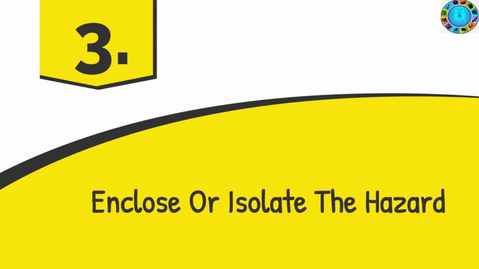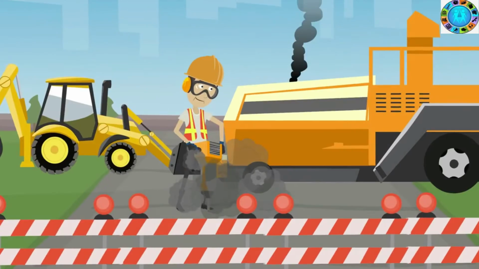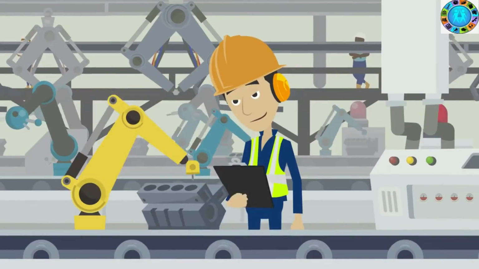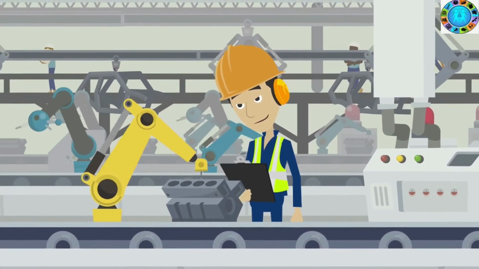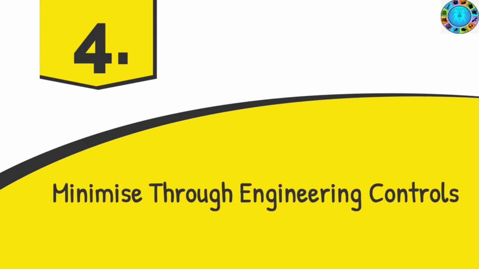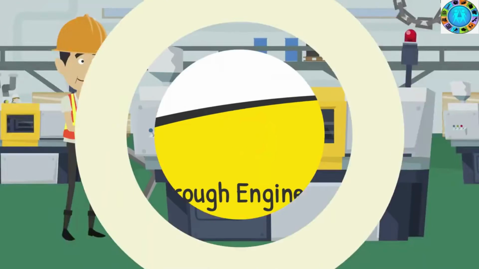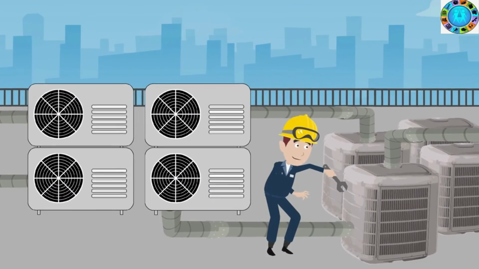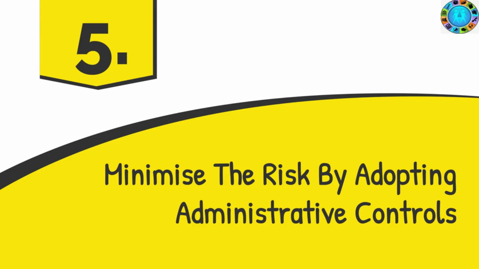3. Enclose or isolate the hazard. This can be done through the use of barriers, introducing a strict work area, enclosing a noisy process from a person. 4. Minimize through engineering controls. This can be done through the use of machine guards, effective ventilation systems. 5. Minimize the risk by adopting administrative controls.